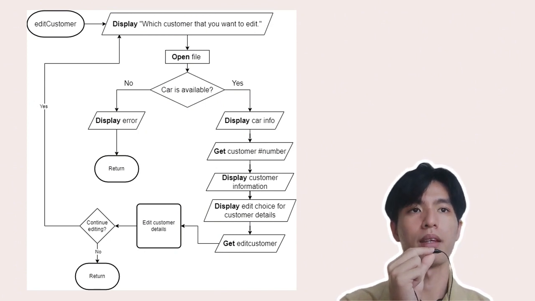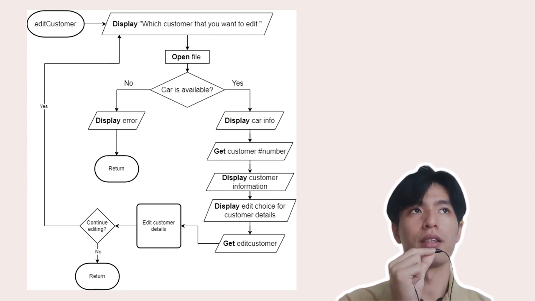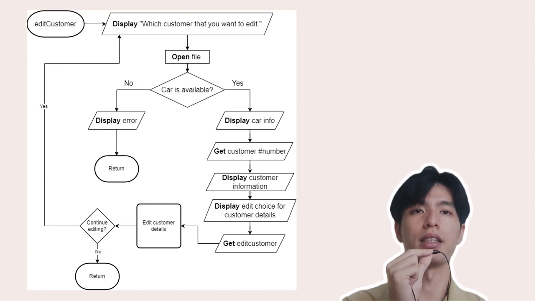After that, the program will display the customer information and display the edit choices for customer details. And after that, the program will get the choice from the user on which part of the customer details to edit. After that, the program will ask the user whether to continue editing or not. If yes, the user can press C, and if no, the user can press E to exit the loop. And then it will save all the details in the file and close it.